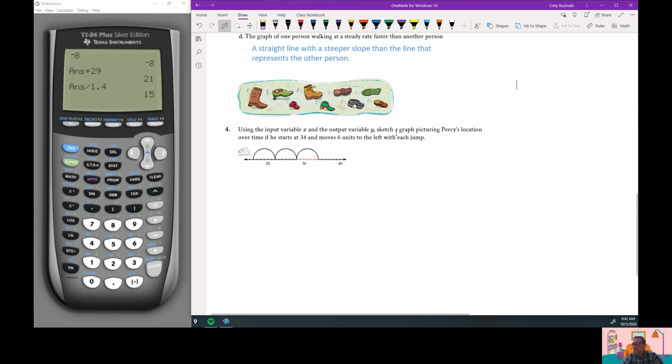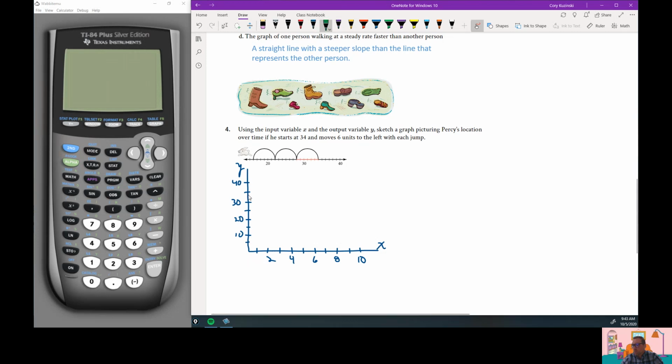Using the input variable x and the output variable y, sketch a graph picturing Percy's location over time if he starts at 34 and moves 6 units to the left with each jump. All right, so we're just going to sketch a graph here. So let's go 5, 10, 15, 20, 25, 30, 35, 40. And this is going to be our outputs, whereas our inputs are our jumps. So we'll go 1, 2, 3, 4, 5, 6, 7, 8, 9, 10 jumps. This should get enough data on the table for us.